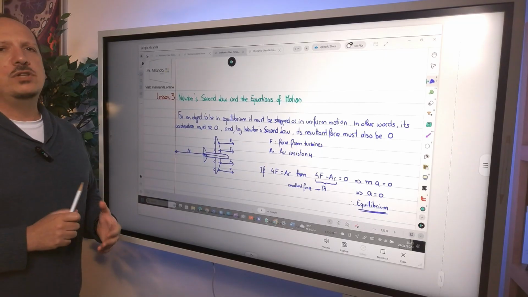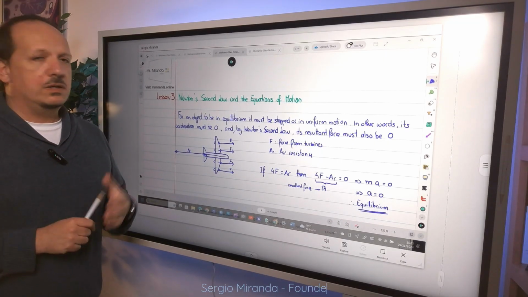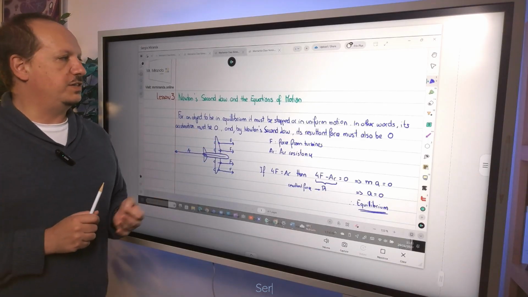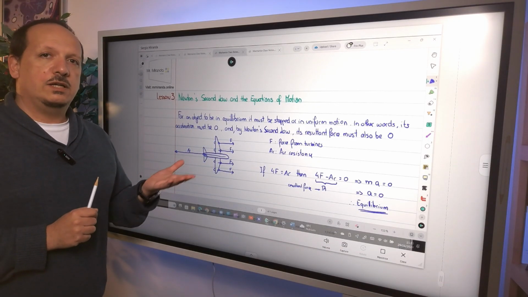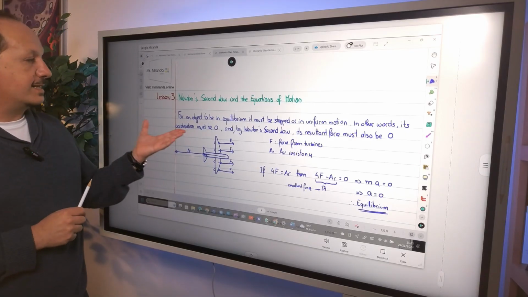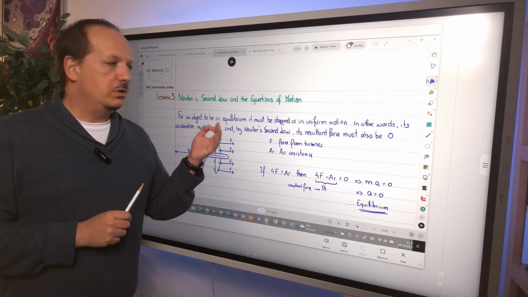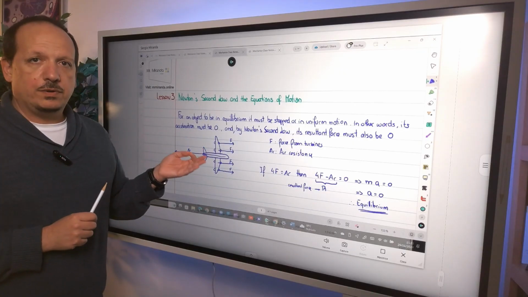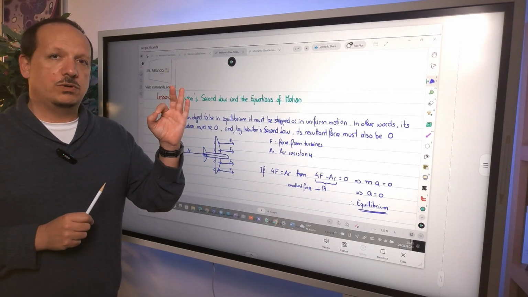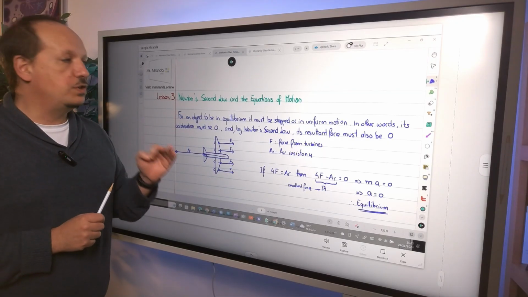So let's say that you have an object in equilibrium. You already know that if it is in equilibrium, it either is stopped or moving with uniform motion, that is, constant speed. In other words, its acceleration must be zero. So if it is in equilibrium, you already know that the sum of all forces needs to be equal to zero. The net force needs to be equal to zero.